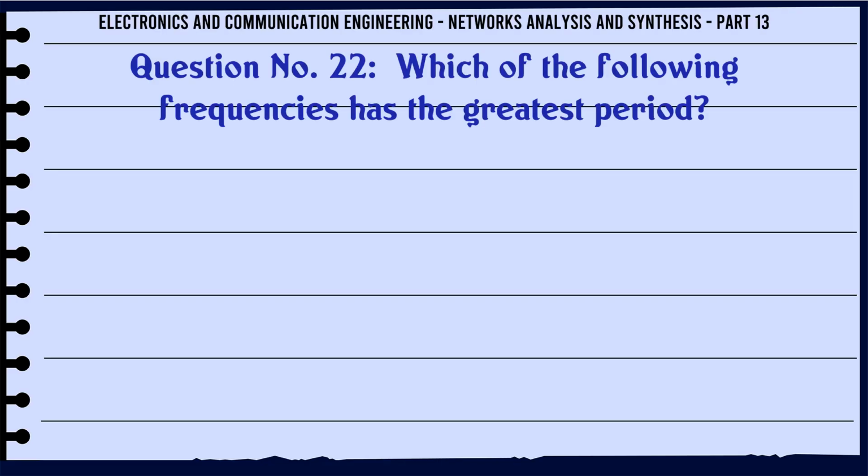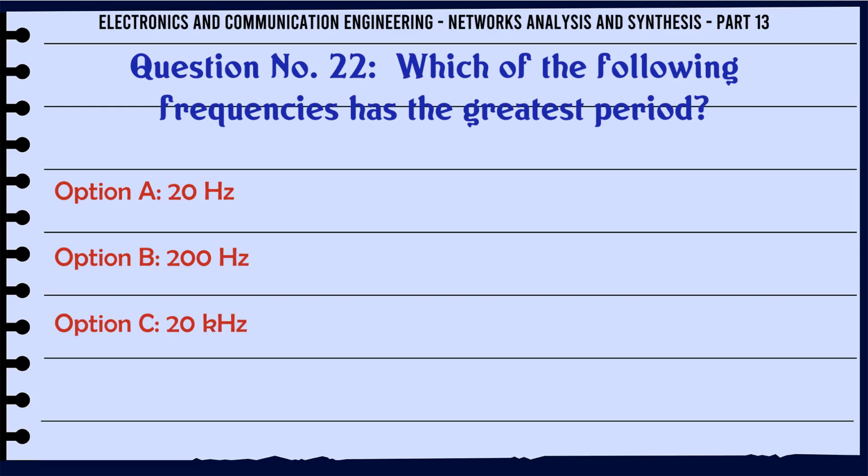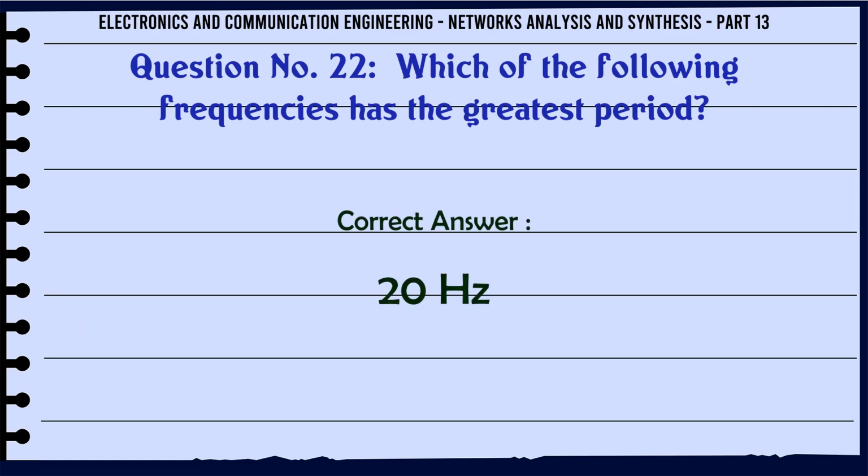Which of the following frequencies has the greatest period? A. 20 Hz, B. 200 Hz, C. 20 kHz, D. 200 kHz. The correct answer is 20 Hz.